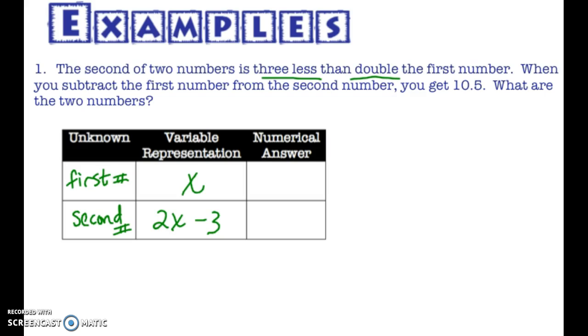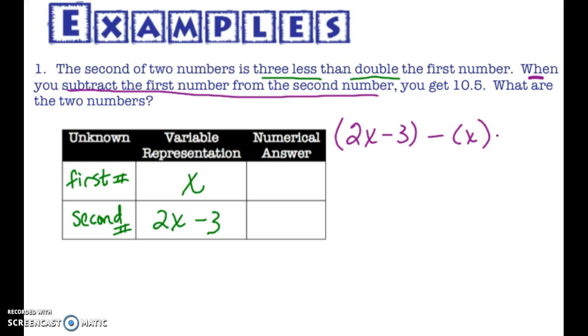All right, reading the next clue in this word problem. So when you subtract the first number from the second number, okay, so you're taking the second number and subtracting the first, you get 10.5. I want to write that as an equation. So take the second number, 2x minus 3. I'm going to subtract the first number, x, and it equals 10.5. Since there's nothing really to be distributed with these numbers, I could just rewrite this as 2x minus 3 minus x equals 10.5.